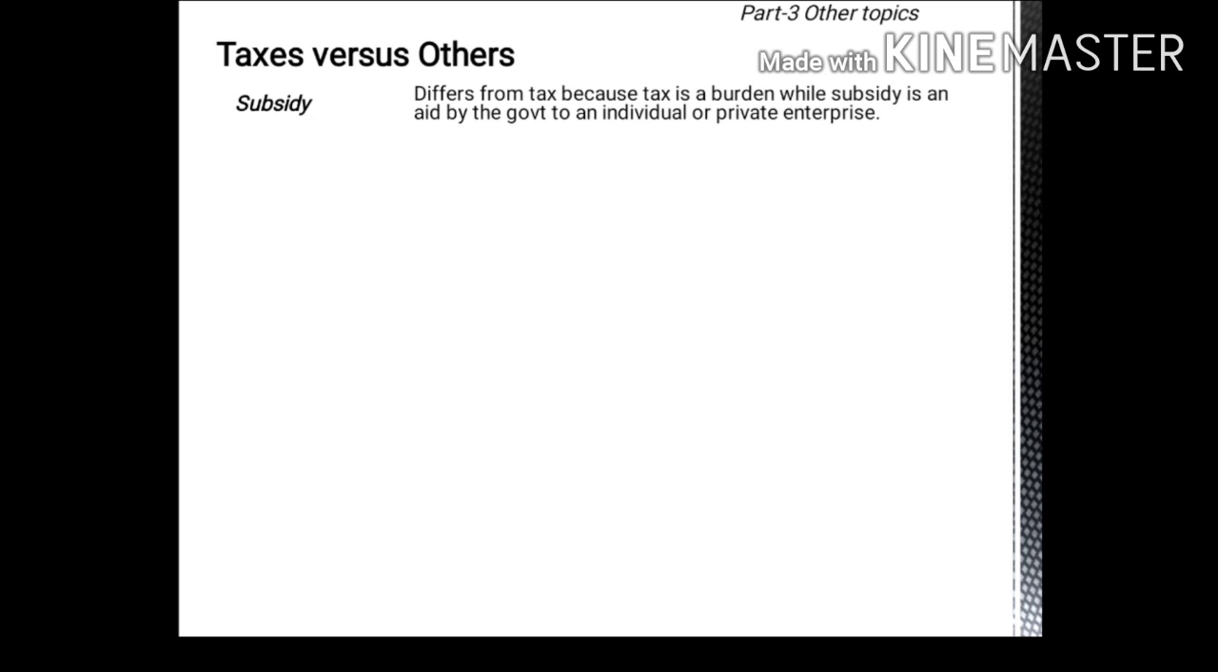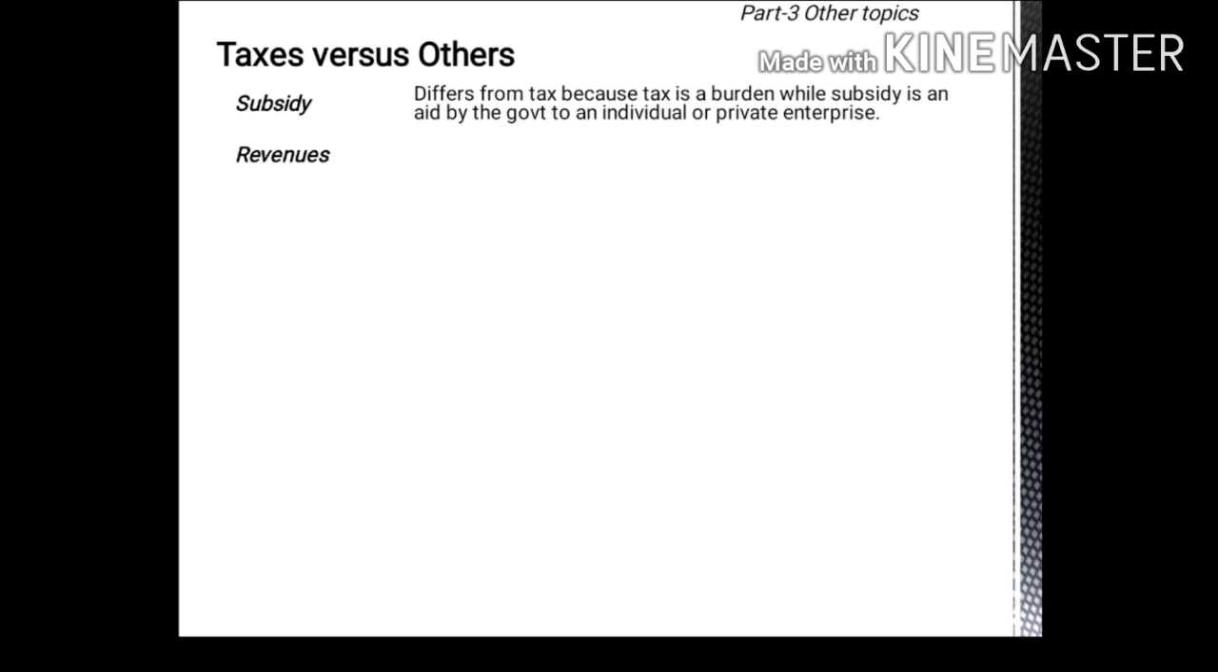Kay pag subjects of tax, like for example, us, ang tax is a burden. While subsidy, medyo malipay ta kay tagaan ta og tabang ini ng government. Although, para makatag ang government og subsidy, mag-collect ta gyud siya ng tax.